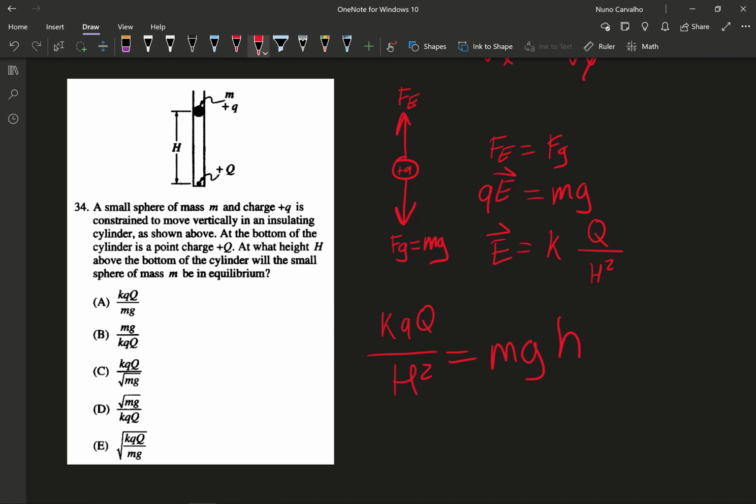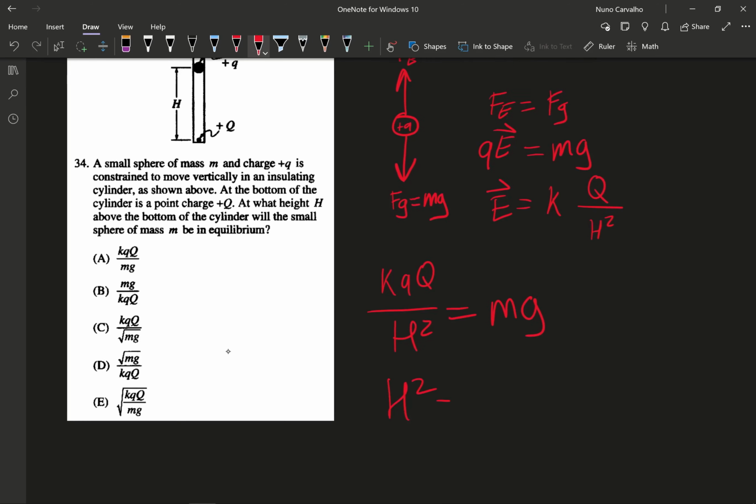This is not potential energy because of gravity, so don't include an h right there. And now all that's left is solving for h, and so we get something that will look like this. And then we're just taking the square root, which means the answer choice that's correct is going to be E.